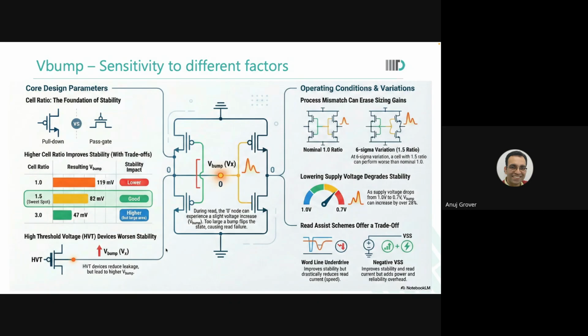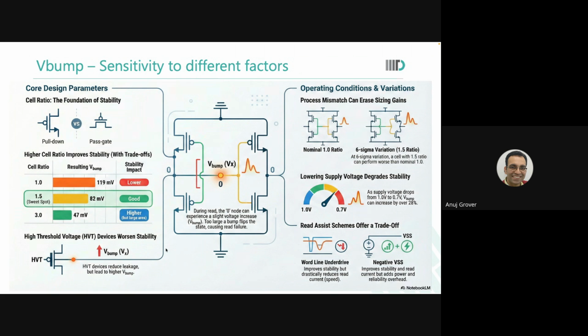Then as we added more variables, for example, variables linked to mismatch, different voltages going up, down, all those things, as we started to do that, what did we observe? Many of those gains were getting eroded also. Are you able to see this? Then we said, okay, if those gains of cell ratio are getting eroded, how do we recover? And we looked at various read assist schemes. What were the read assist schemes that we ventured into?